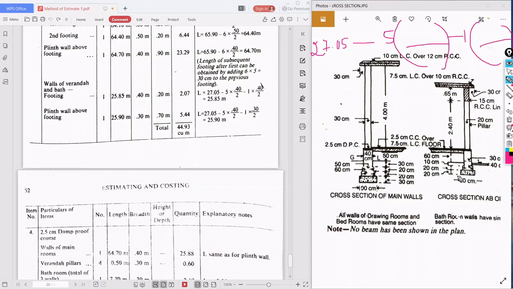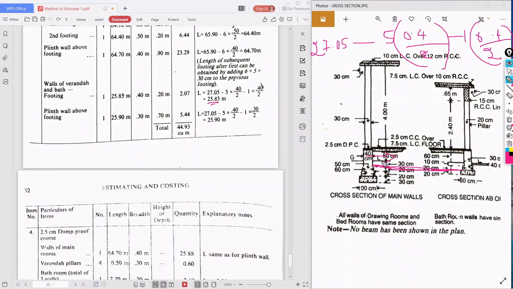So here we need to subtract for the first footing. What is the corresponding level in the 30 centimeter wall? That is 40. So here also it is 40. So for the first footing, 0.54 by 2, here also 0.4 by 2. So what you will get? 25.85. After this first footing, the plinth is 0.3, but here the 40 centimeter width continues.